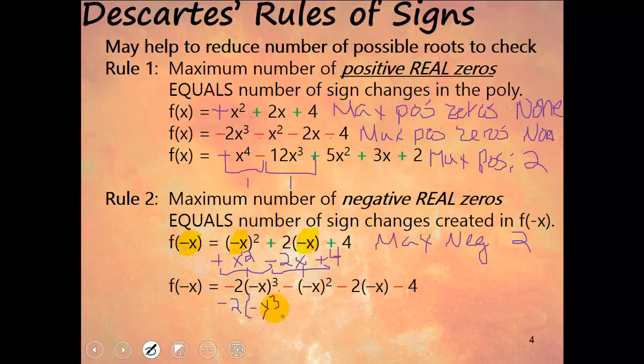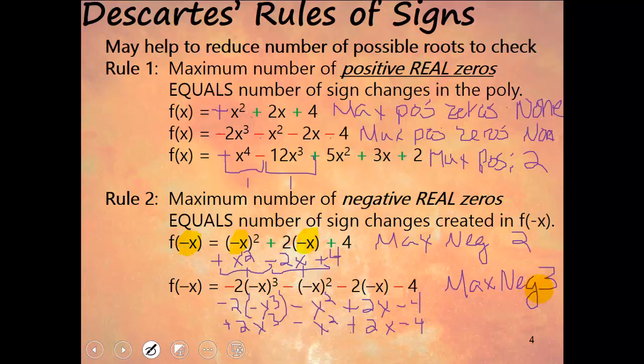When I plug f of negative x into this expression, I'm going to get negative 2 times negative x cubed minus x squared plus 2x minus 4. And this just becomes positive 2x cubed minus x squared plus 2x minus 4. So I have 1 sign change, 2 sign changes, 3 sign changes. So this is a maximum of 3 negative zeros, and again, it's going to go down by 2.